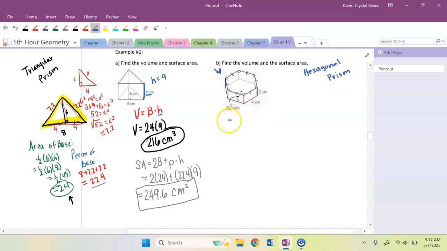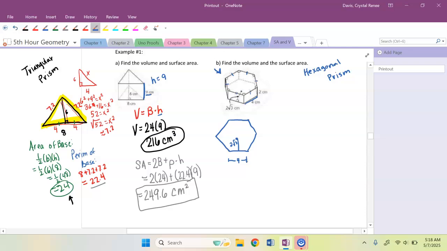And I always start with drawing the base out separately. It makes it so much easier. You're going to make lots less mistakes. We do know it's regular because all sides are equal and all angles are equal. It gives us right here that our apothem is 2 square root of 3, which is so nice. And then it gives us here that each of our side lengths is 4.